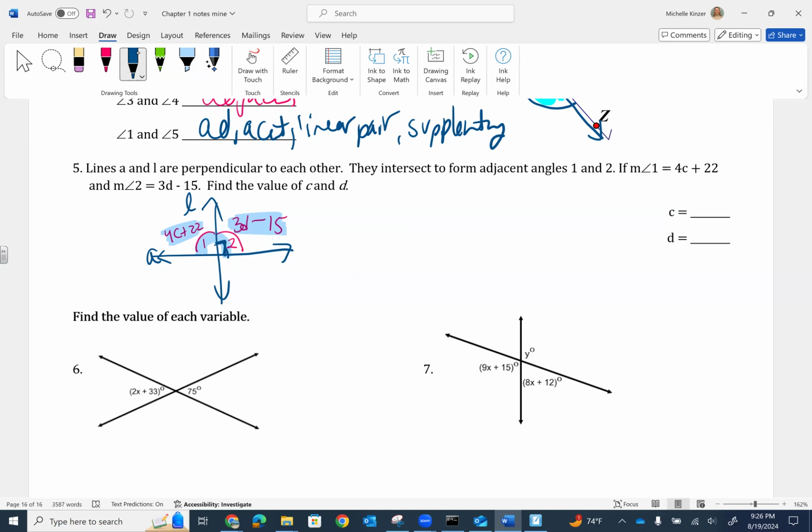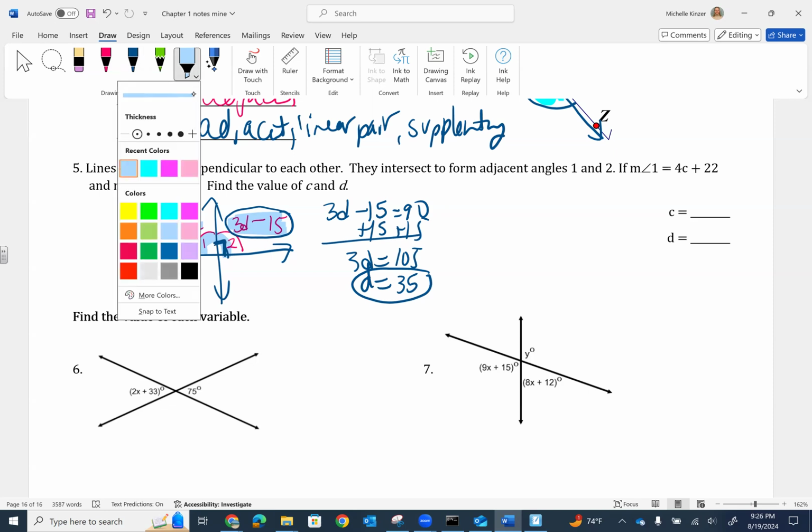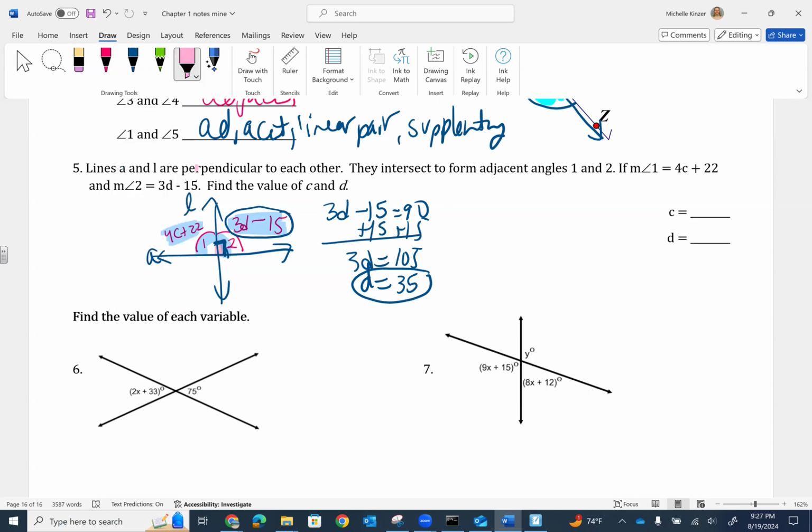But what we do know is that right here, 3D minus 15 actually is a 90-degree angle itself. So that's a really good equation to start with. And so we can add 15 to both sides. We can say 3D is equal to 105, divide by 3, and then D is equal to 35. Actually, not 35 degrees, just 35, okay? It's not an angle.